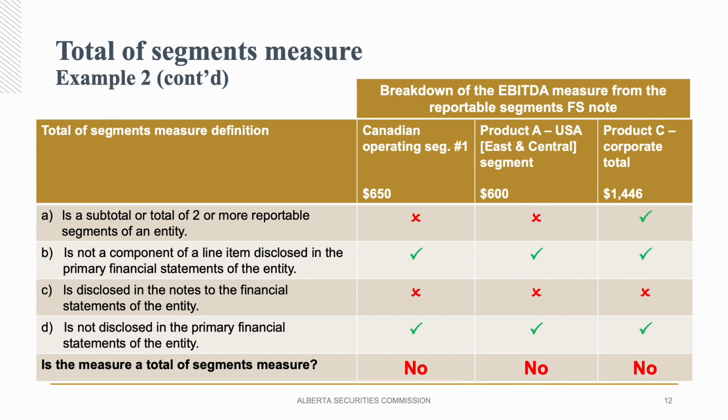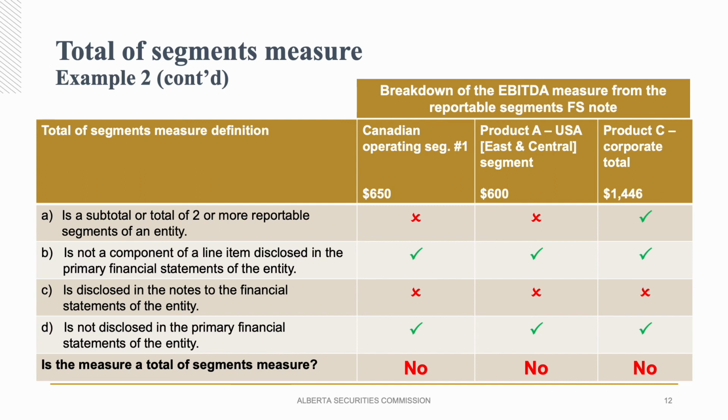For the next measure, EBITDA of $600 for product A for the US East and Central reportable segment, this is also not a total of segments measure, not meeting paragraphs A and C of the definition. Given it is not a total of 2 or more reportable segments in paragraph A, and revenue for product A for the US East and Central reportable segment is not specifically disclosed in the financial statement notes, not meeting paragraph B of this definition.